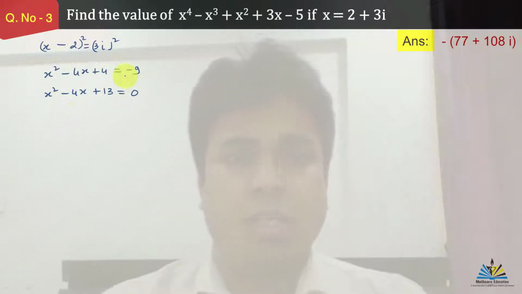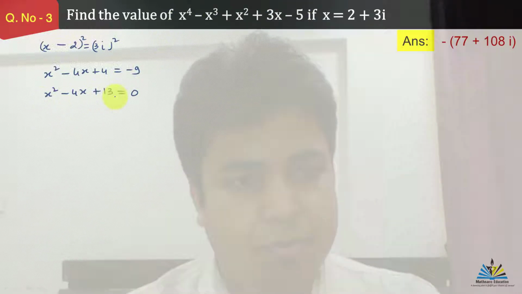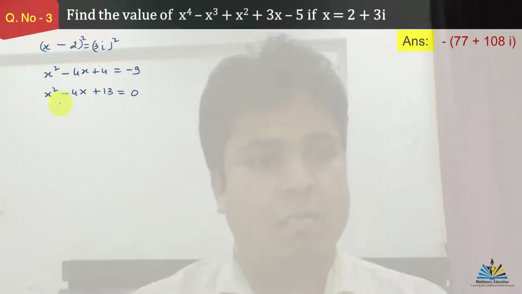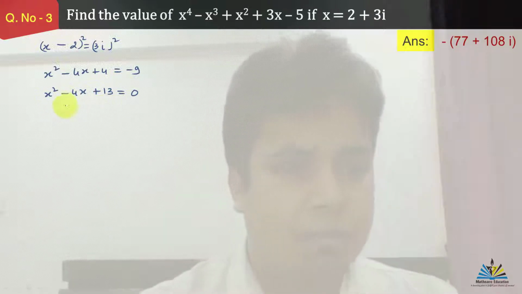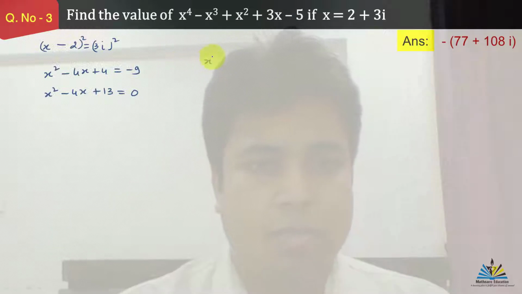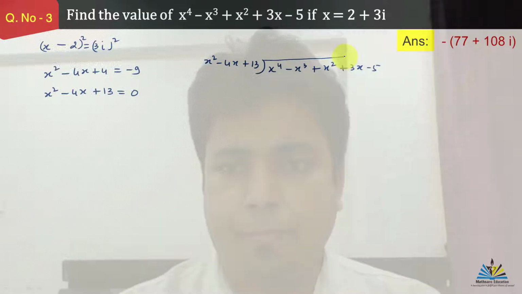So we will express the given expression with the help of this. How do we express the given expression with the help of this? We just divide this expression by this. So let's divide it. x square minus 4x plus 13 divides x to the power 4 minus x cube plus x square plus 3x minus 5.